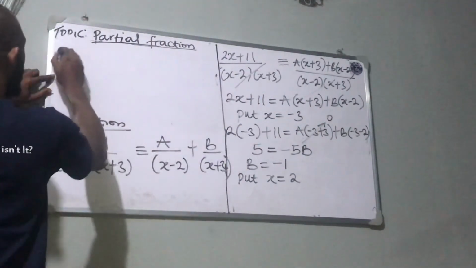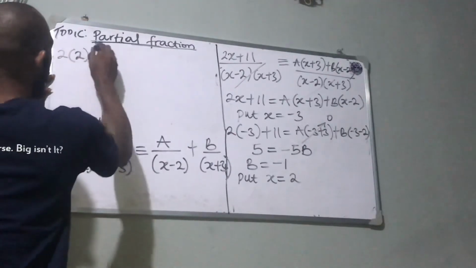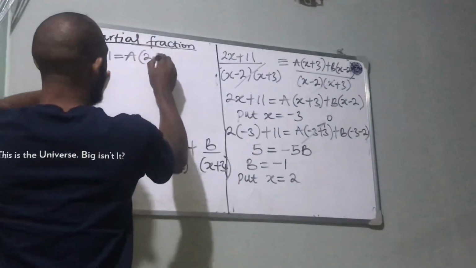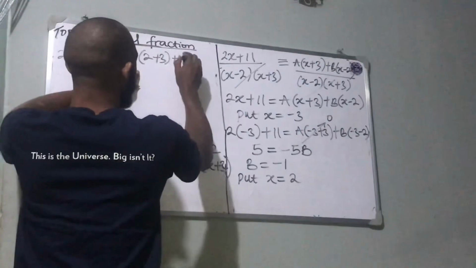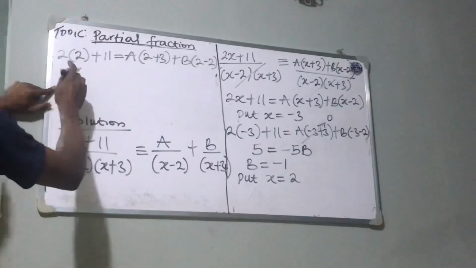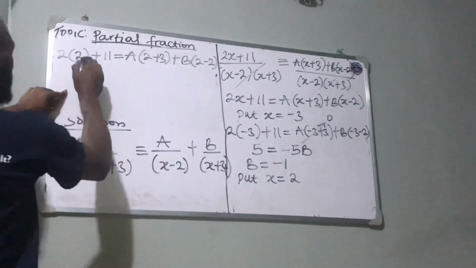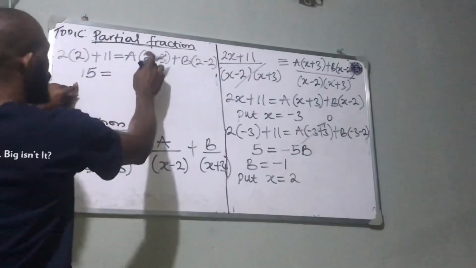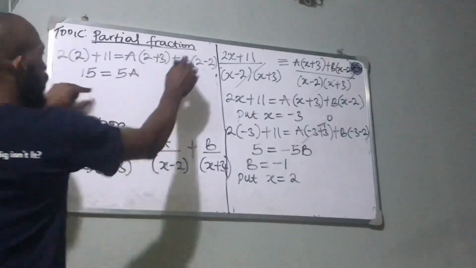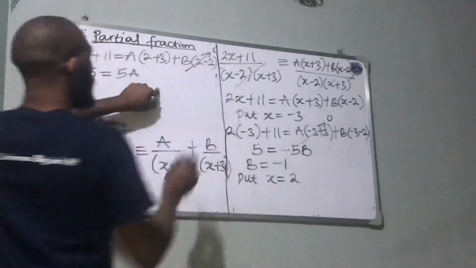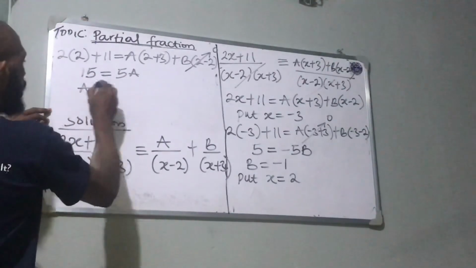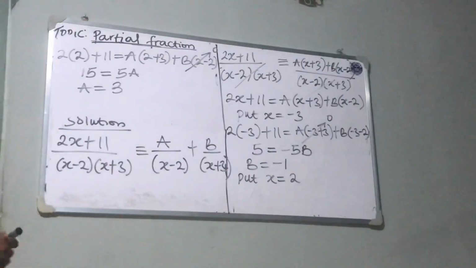Now from here I have 2 times 2 plus 11 is equal to a(2 plus 3) plus b(2 minus 2). So 2 times 2 will give me 4, 4 plus 11, and that will give me 15. 15 is equal to 2 plus 3, that will give me 5. 5 times a, I'll have my 5a. Of course, this will give me my 0. So from here, I'll divide both sides by 5. I'll be left with a to be 3.